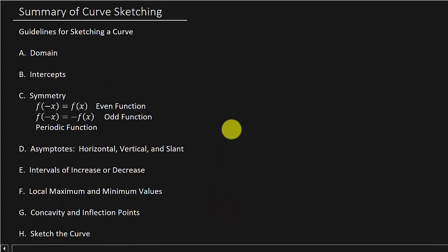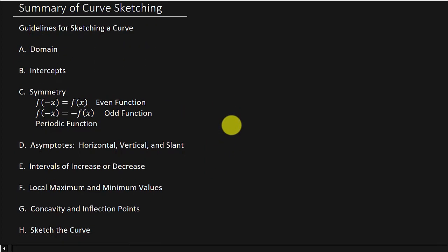All right, so here's some guidelines for curve sketching. First thing you want to do is find the domain. Find the domain of your function, then find any x and y intercepts. Look and see if it's symmetric. Remember, if you took pre-calculus, you learned about odd and even functions.